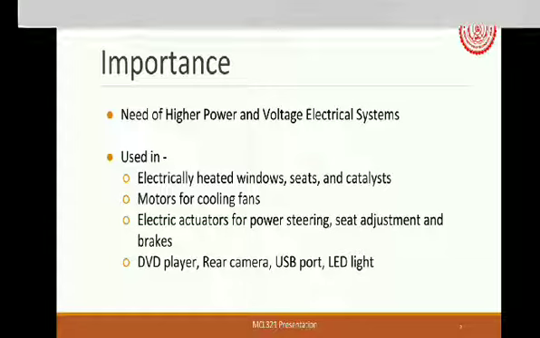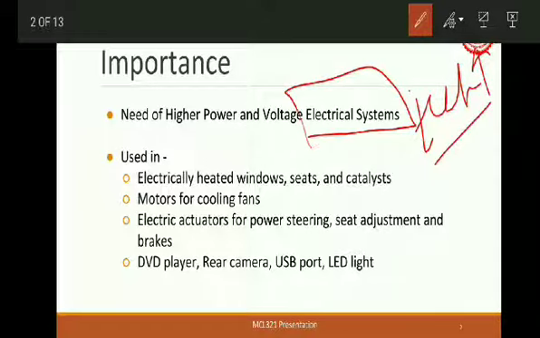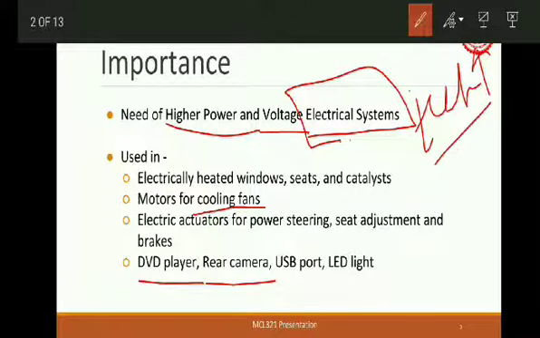So let's focus on the advantage of the car charging system. As technology is increasing, the need for electrical systems is increasing. High power and voltage requirements are increasing because it is used in the cooling fans, the AC, the rear camera, DVD player, USB port. All these work on the electrical systems. We'll see in the next snippet how and where the electrical systems have been used in a Baleno car.